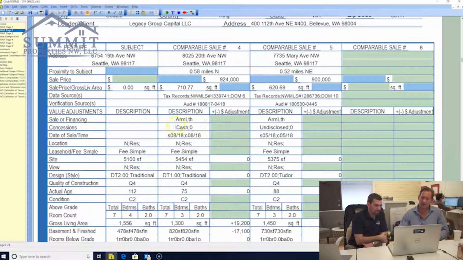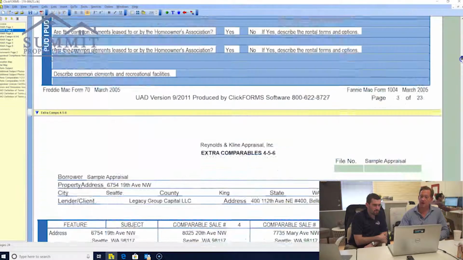Yep, and the older sales here, 8 of 18, 5 of 18. So it's a super tight market. There's not a lot of listings on, so correspondingly, there's not going to be a lot of closed sales. Understood. We run into that all the time.